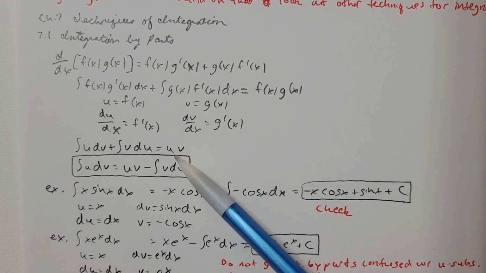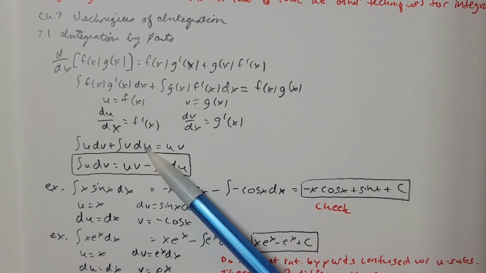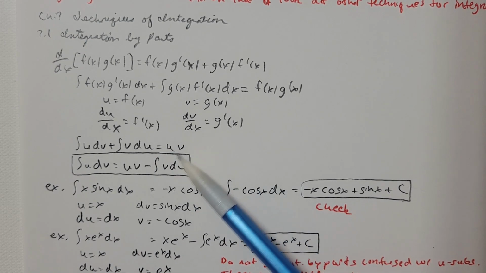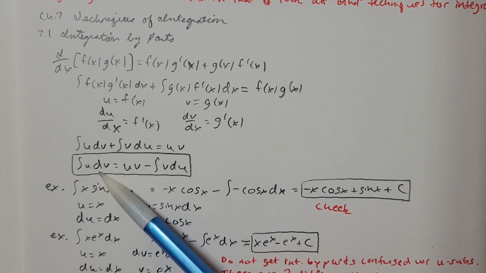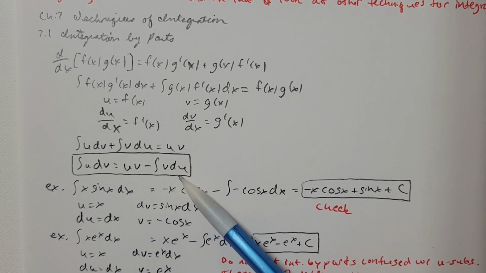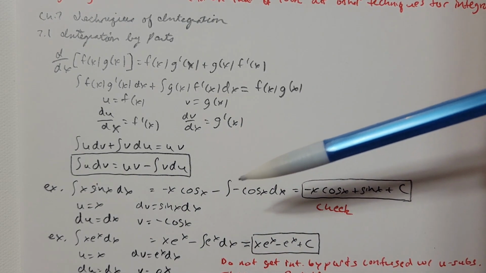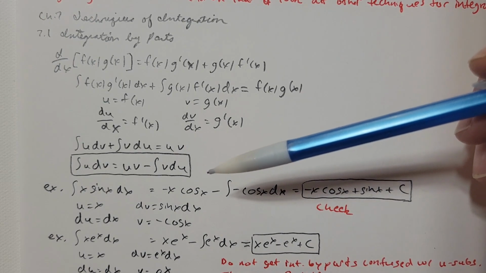Okay. Now from that, if I then subtract this integral from both sides, then the integral for u dv is where I take uv minus the integral for v du. Okay, and this is basically the formula that you'll need to know in this section. That's integration by parts.